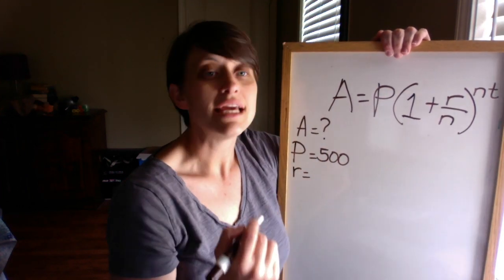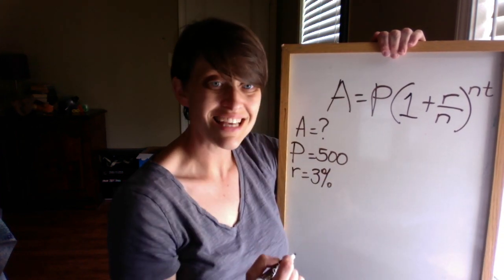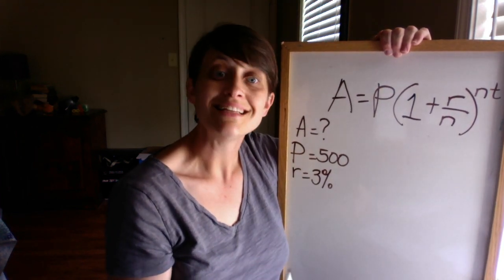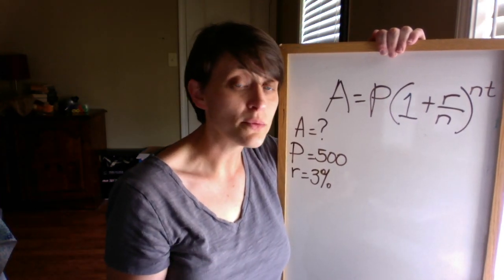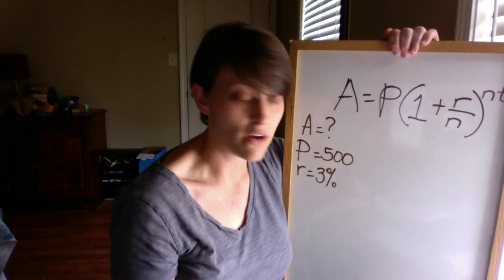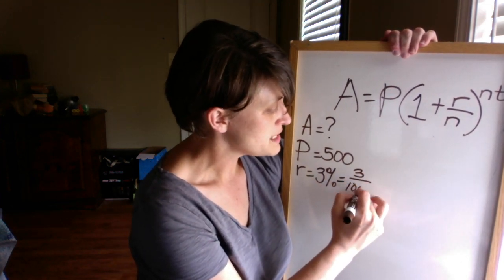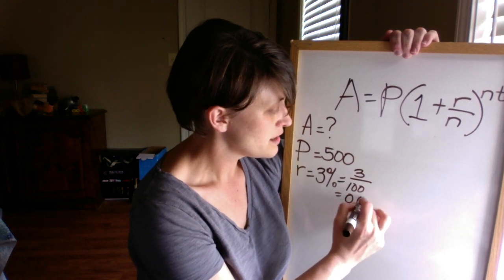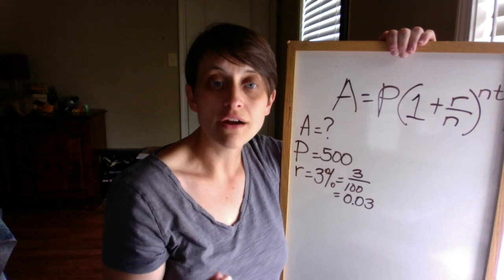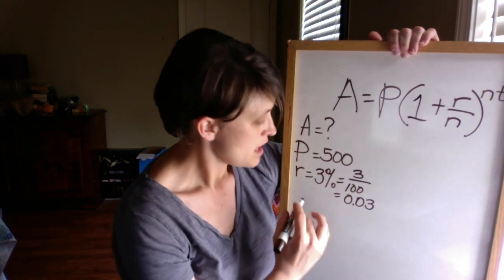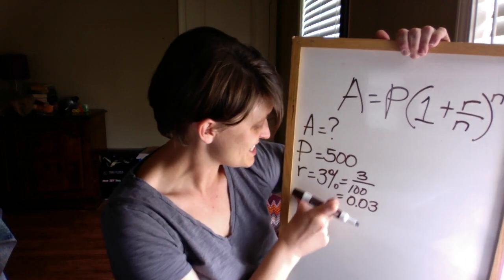R is the interest rate. It's given to us in the problem as 3%. You really want to write that as a decimal to put into this formula. If you put in a 3, that's 300% interest, and you will get a very wrong answer. So be sure you remember a percent means divided by 100. If you put that in your calculator or you just move the decimal point over, our R here is 0.03. Next is our N.